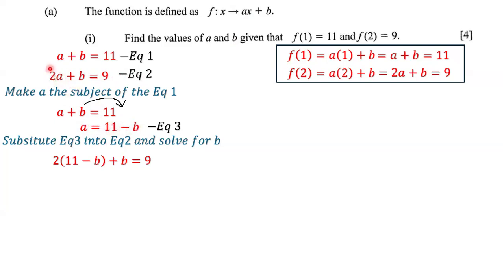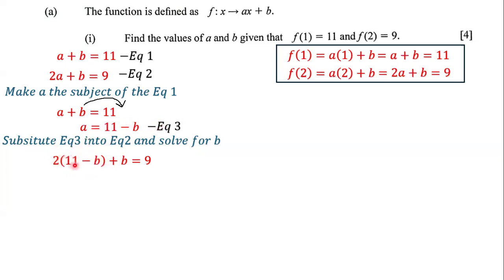So we have 2 times a, but remember what a is. A is 11 minus b. So instead of putting a, we're going to put 11 minus b. This is 2 times a, but a is equal to 11 minus b, so instead of putting a, we just put 11 minus b. And so we substituted equation 3 into equation 2.